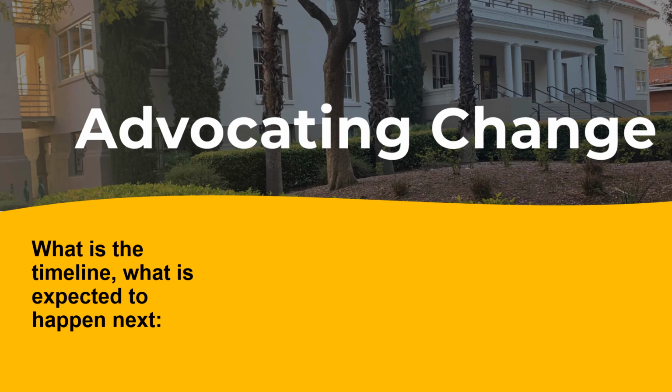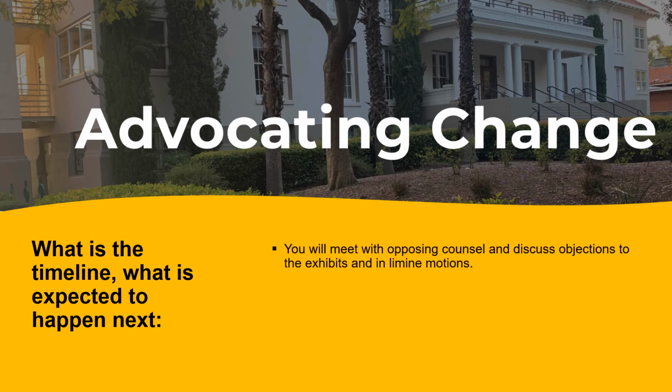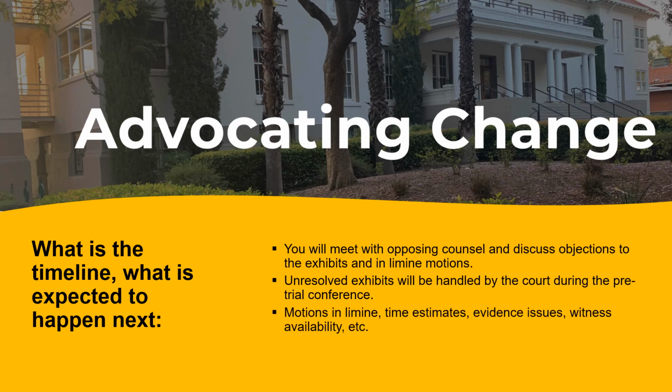What is the timeline and what is expected to happen next? Once you have filed your witness list and exhibit list, before trial you will meet with the opposing counsel and discuss objections to the exhibits and motions to eliminate. If objections to exhibits are unresolved, then they will be handled by the court during the pretrial conference.